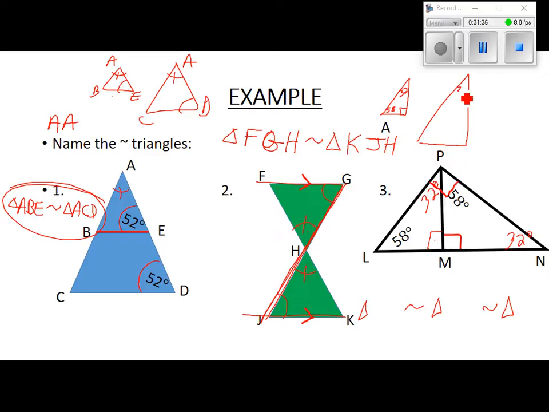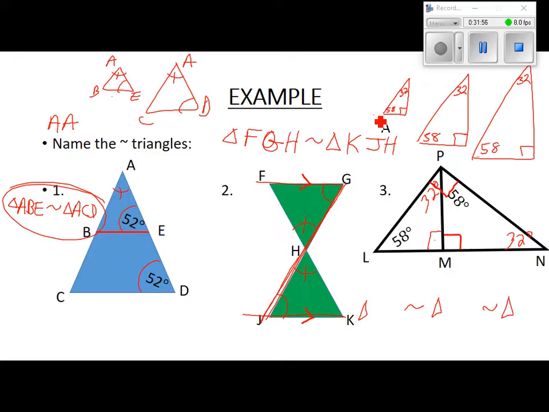What's this angle up here? 32. What's this angle? That's 90. Now the biggest one, this one here, it's going to go something like this, flipped up in the air like that. What's this angle up here going to be? 32, 58, 90. Now let's put some letters on these so we can name them.